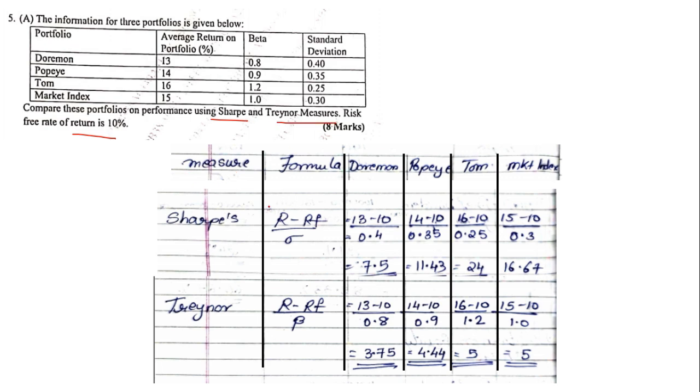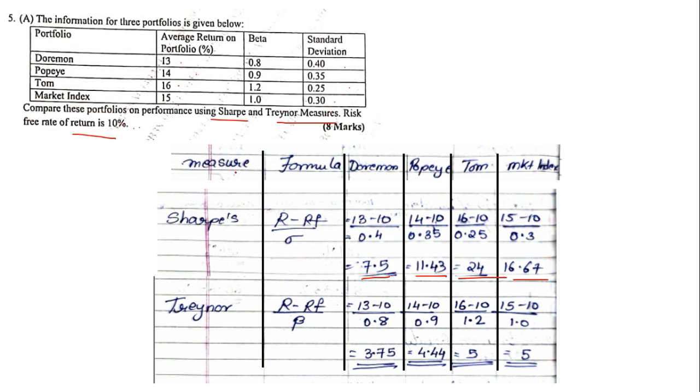Under measure we write the Sharpe formula: return minus risk-free return upon standard deviation. So just take the values and substitute. It will be 13 minus 10 divided by 0.4, 14 minus 10 divided by 0.35, 16 minus 10 divided by 0.25, and 15 minus 10 divided by 0.3. We get the values as 7.5, 11.43, 24 and 16.67.